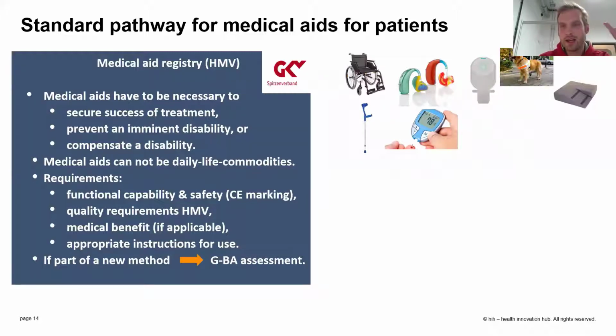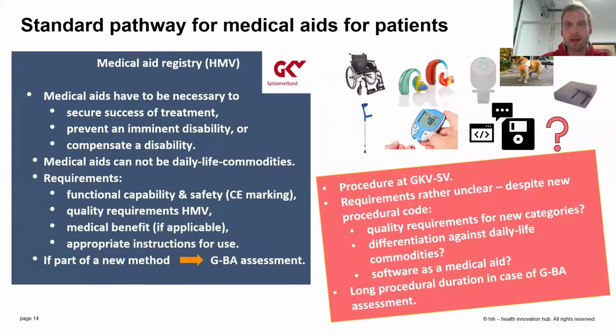And in this medical aid registry, we have more or less specific requirements about how to accept a new product in this registry. Once it's registered, doctors are pretty safe to prescribe it to their patients. So what's the thing with software here? By now we have some software devices listed in the medical aid registry as well, especially for diabetes therapy.